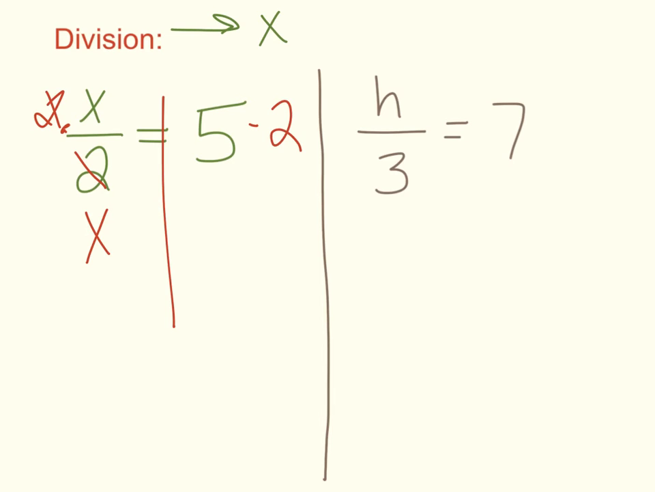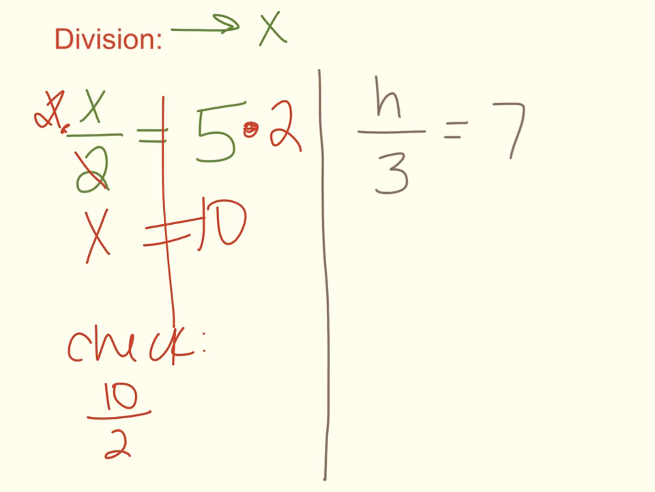Once again, I'm going to do that on the other side. So 5 times 2 is 10. So let's check. If I put a 10 in for x, I have 10 divided by 2, and that should equal 5. 10 divided by 2 is 5, and 5 is equal to 5, so that does work.